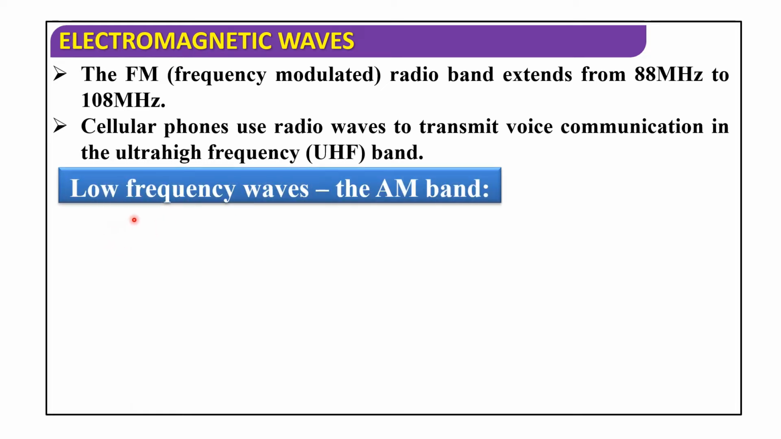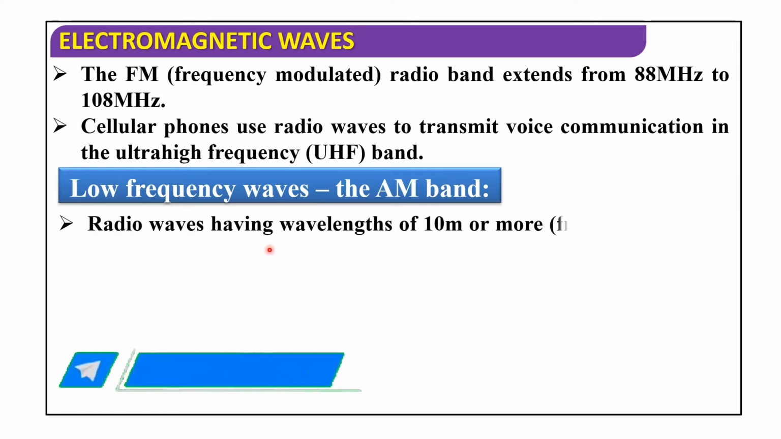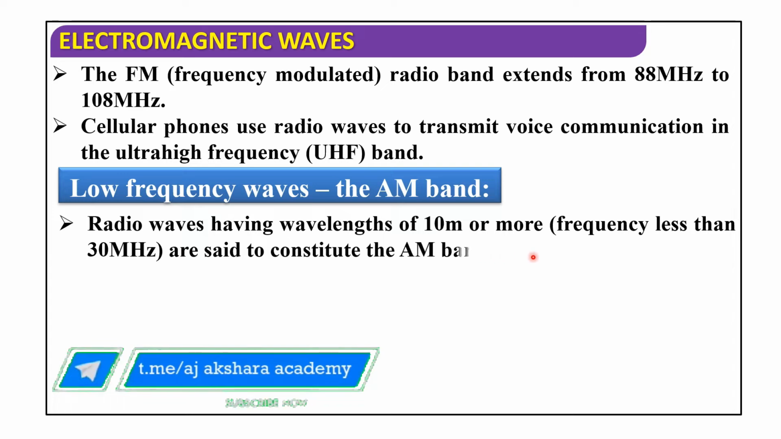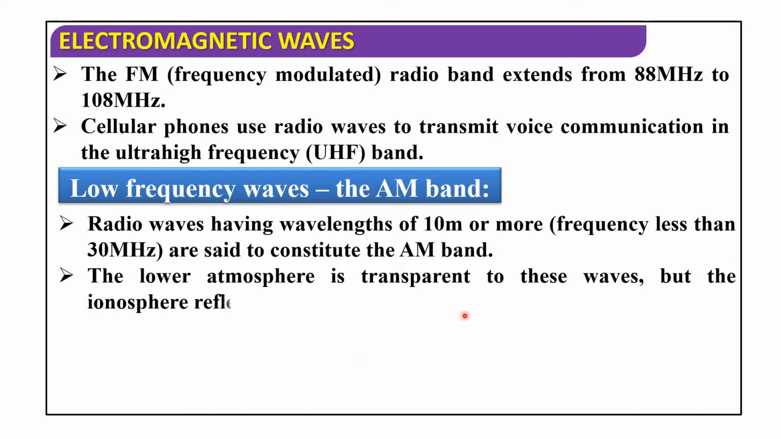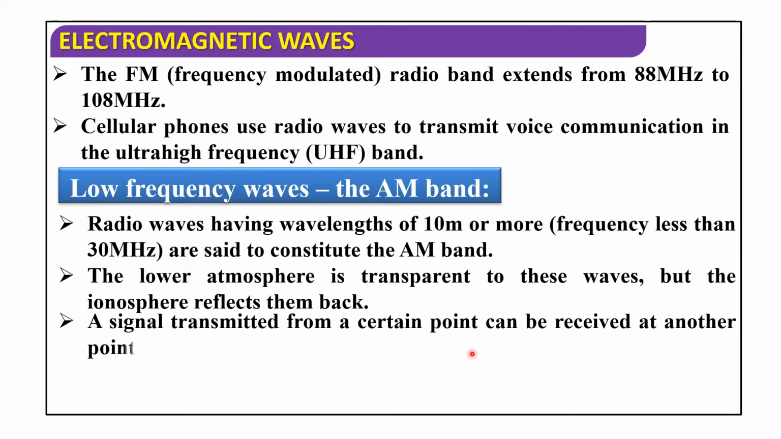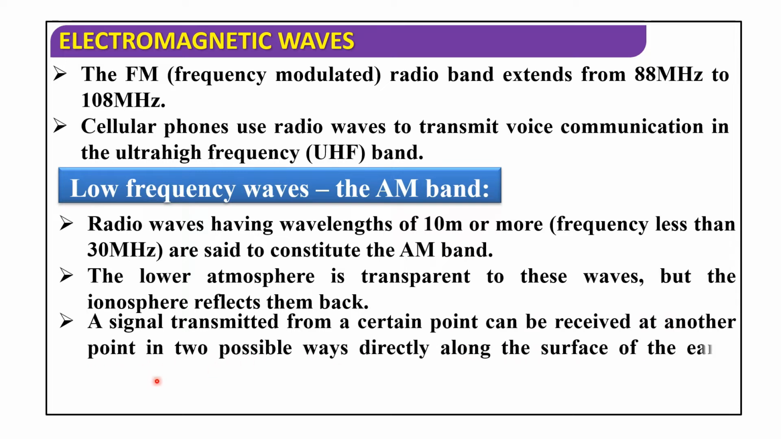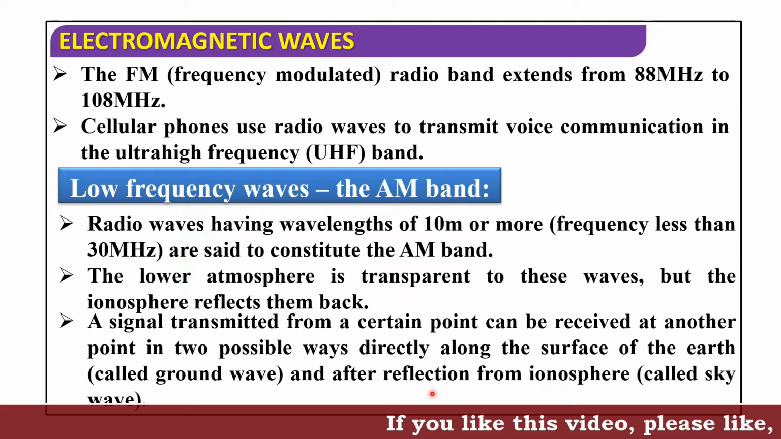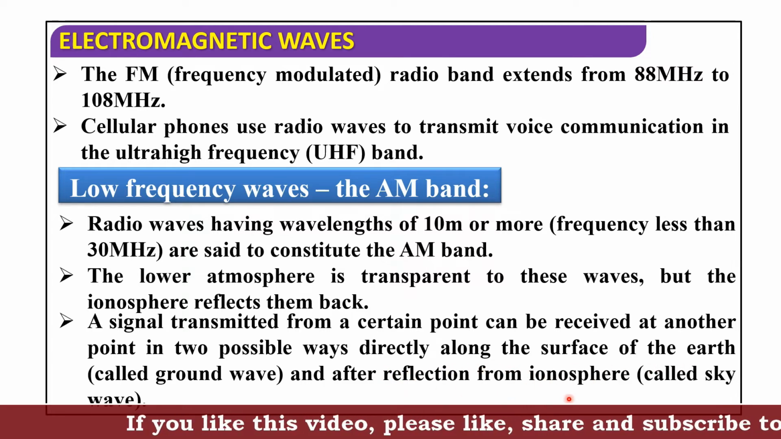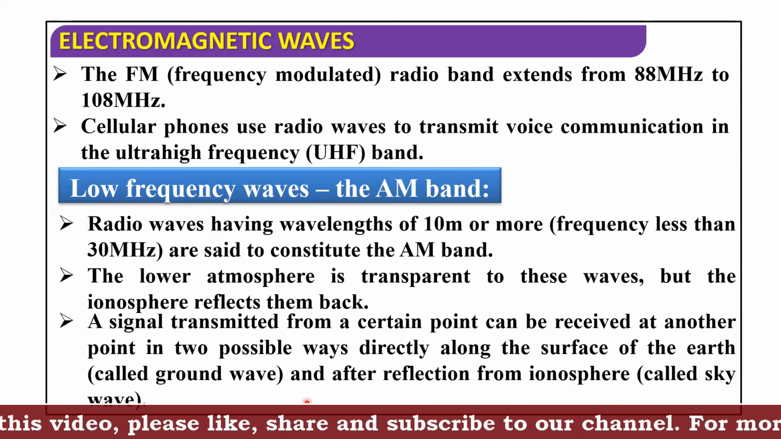Now I'll discuss low frequency waves, that is the AM band. Radio waves having wavelengths of 10 meters or more are said to constitute the AM band. The lower atmosphere is transparent to these waves but the ionosphere reflects them back. A signal transmitted from a certain point can be received at another point in two possible ways: directly along the surface of the earth and after reflection from the ionosphere. It's called the sky wave.